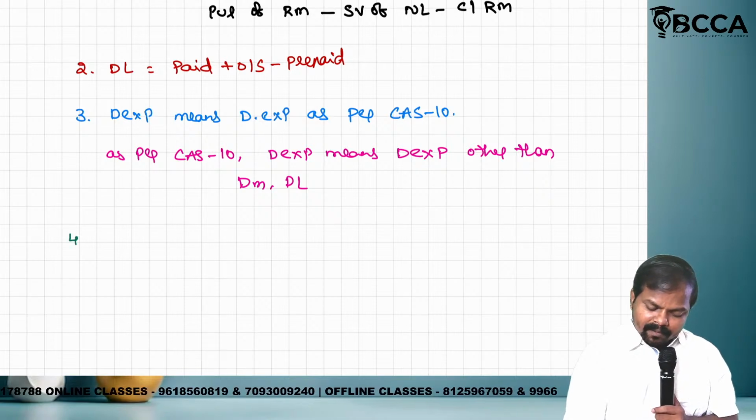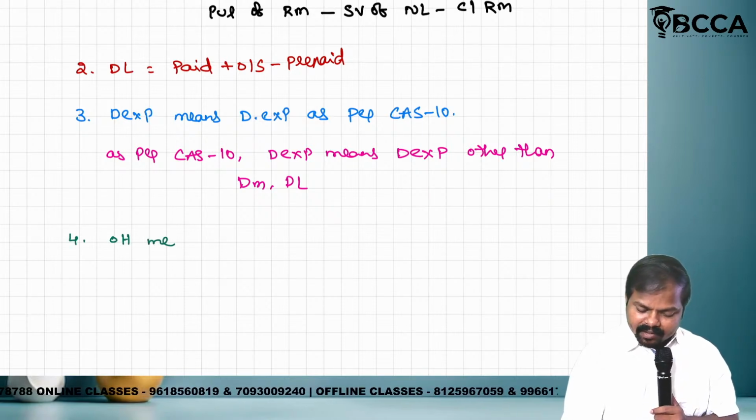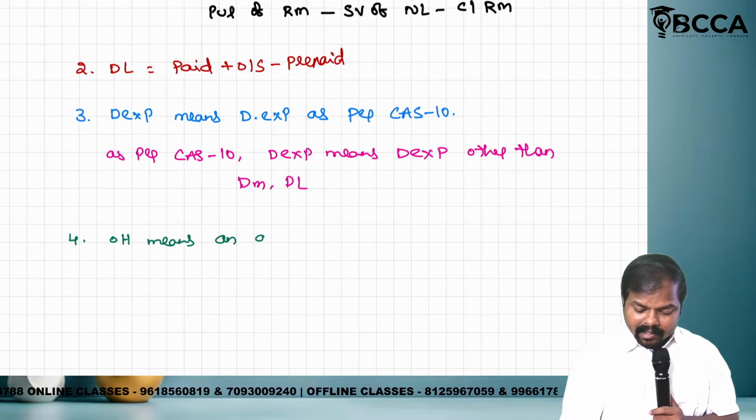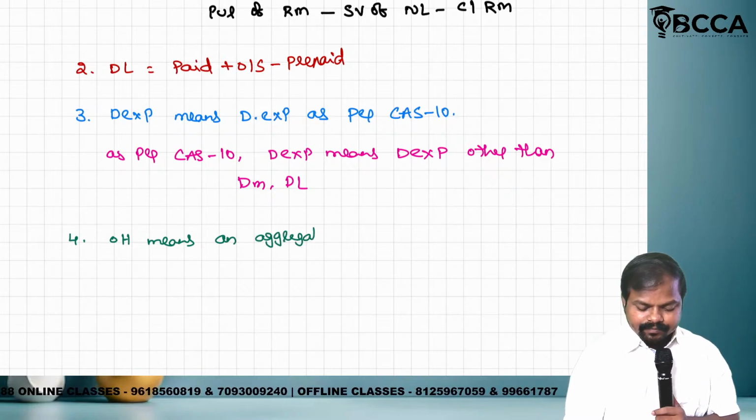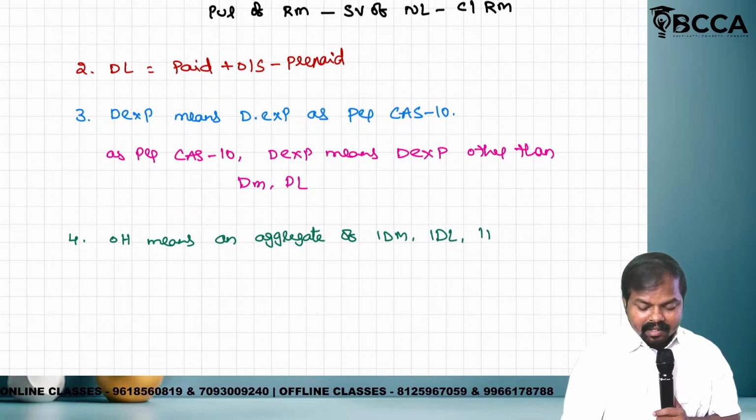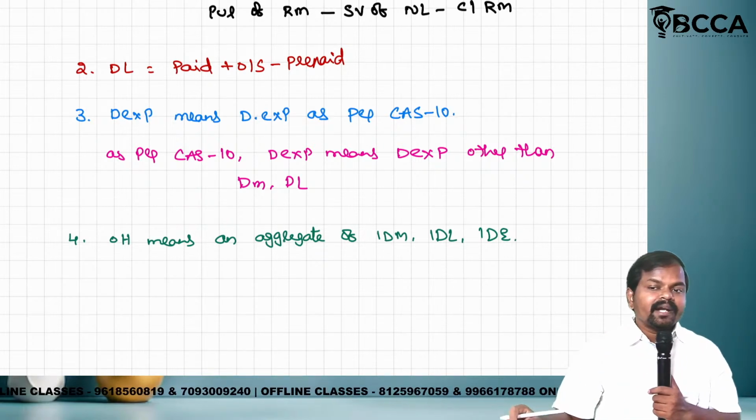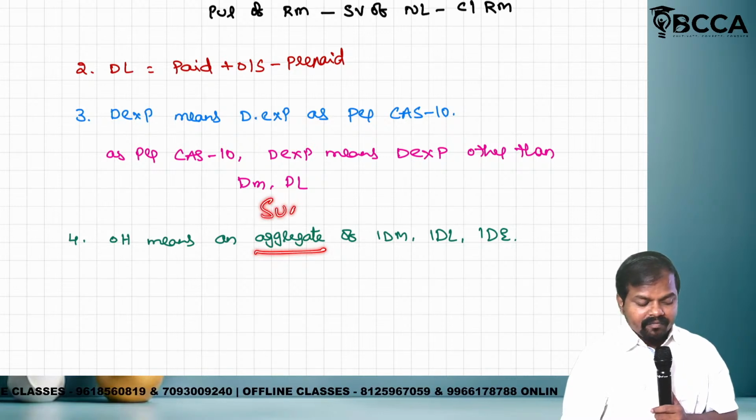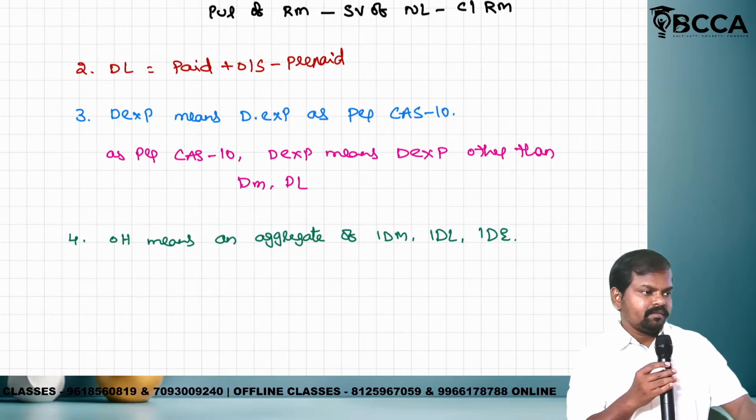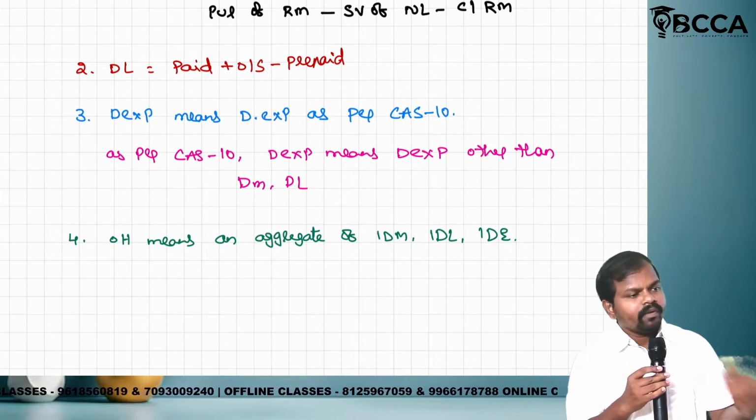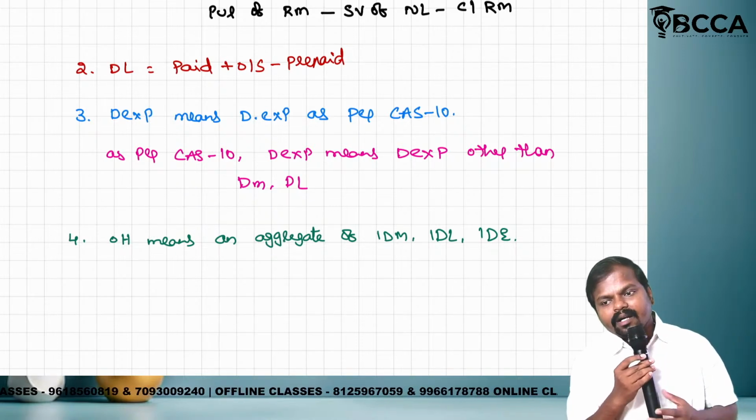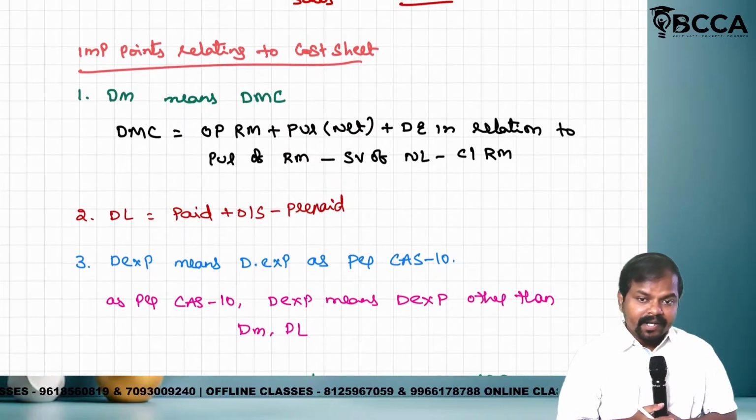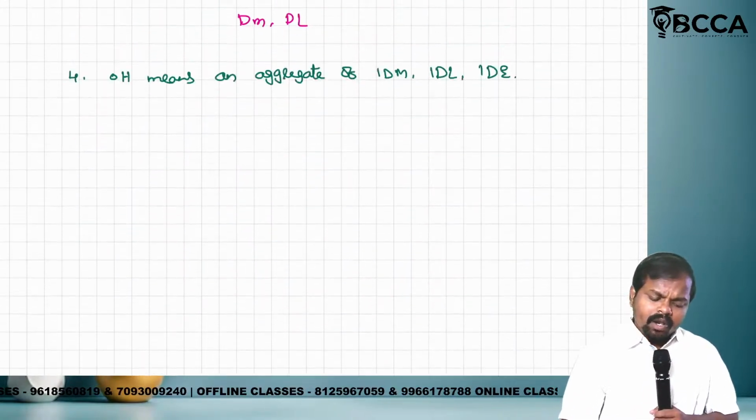Point number 4. Overhead means an aggregate of IDM, IDL, IDE: indirect material, indirect labor, indirect expense. What is the meaning of aggregate? Sum of, or add, or total. Total we can say. Correct? Excellent. These are the important points relating to what, ma? Cost sheet.